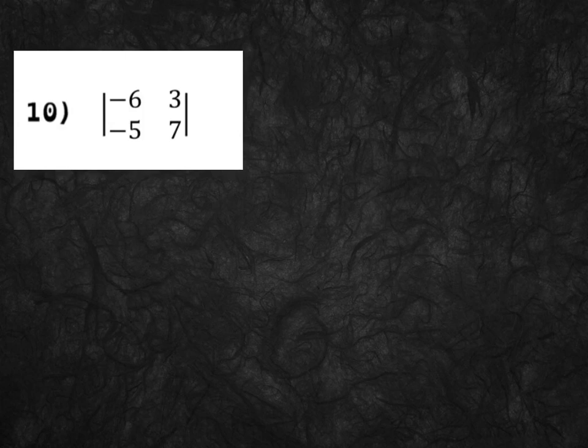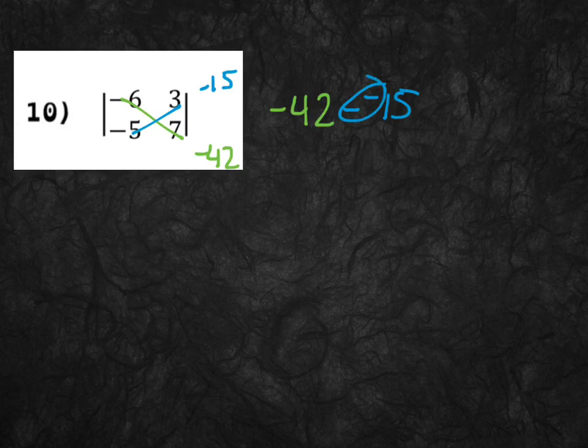My downs, negative 42, my ups, negative 15, downs minus ups, minus a negative makes that a plus, and then we find our number is negative 27, my determinant.